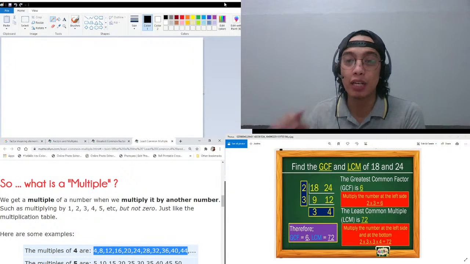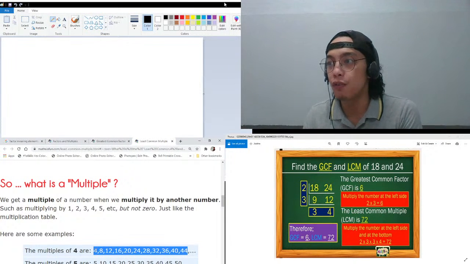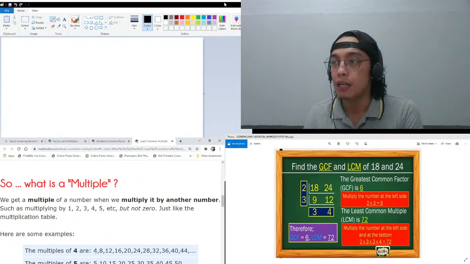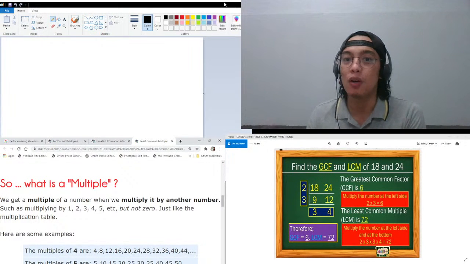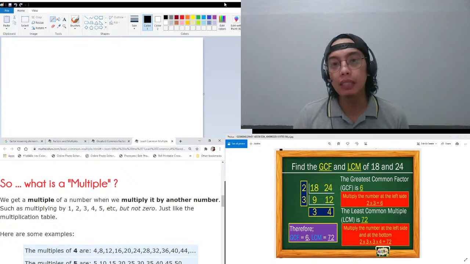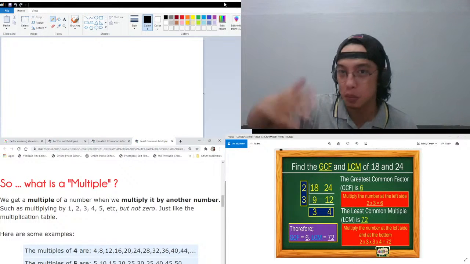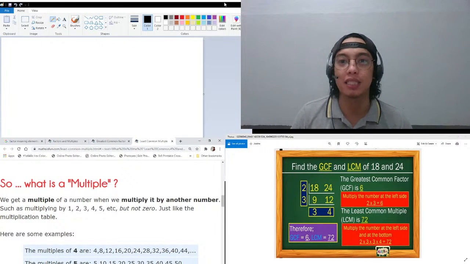Pwede po actually, imo nang i-repeat ang number. Mag-add ka sa the same number. So, 4 plus 4, then 4 plus 4 is 8. 8 plus 4 is 12. 12 plus 4 is 16. 16 plus 4 is 20, and so on. Or mag-times, multiple man siya. So, multiply, multiple. Imo siyang i-times of 1 until so on, until you get the least common multiple.